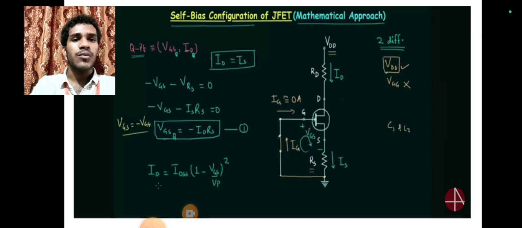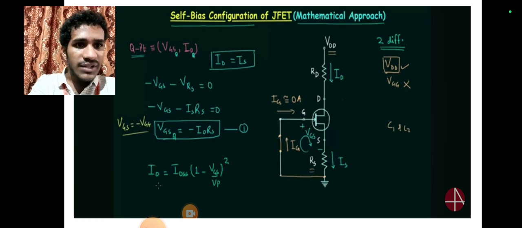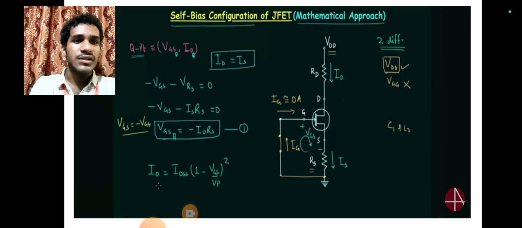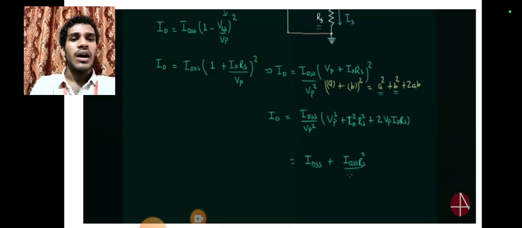In the self bias configuration mathematical approach, we can derive some values: VGS, ID equal to IS. Here we take minus VGS and minus VRS. Then we develop the equation VRS equal to IS into RS, VGS equal to minus IS RS, so VGS Q equal to minus ID RS. Here finally we take the formula ID equal to IDSS times (1 minus VGS by VP) whole square.